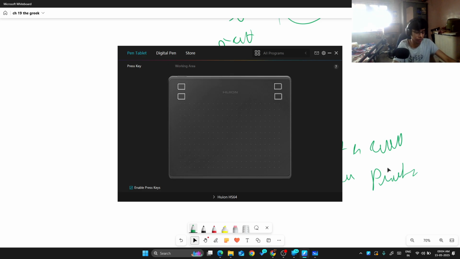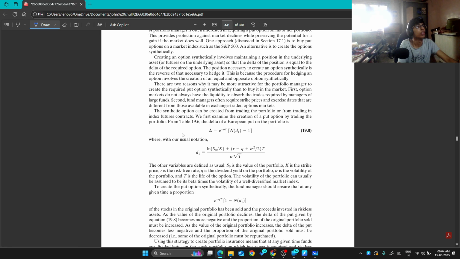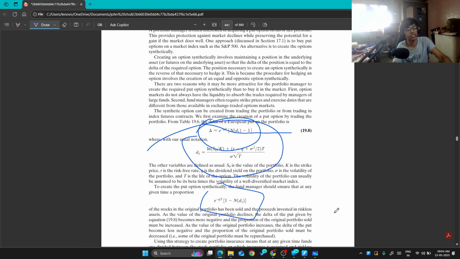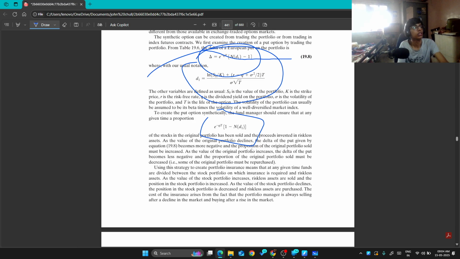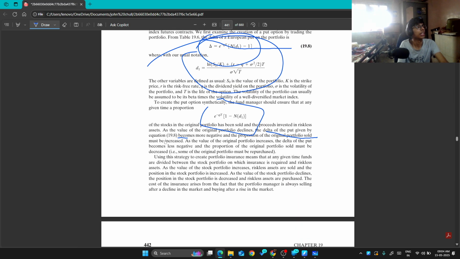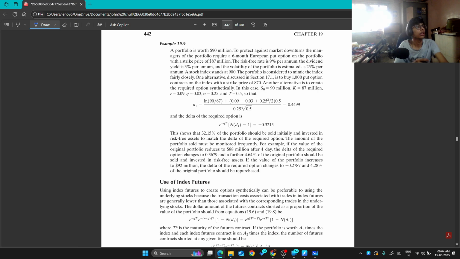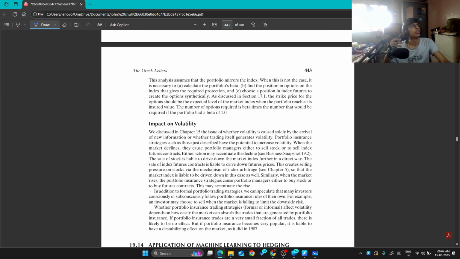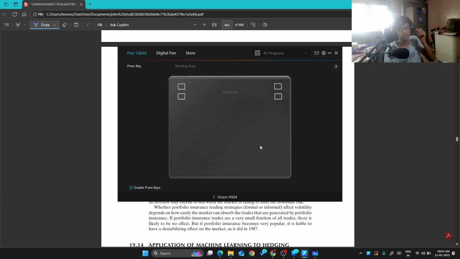So you can see that for a European put, the delta for a portfolio is this, where d1 is this, and the fund manager ensures that at any time the delta value remains this. And in this way, by selling the put option, the delta of the put option is given by the equation. And by selling the stock, you can synthetically create the options.